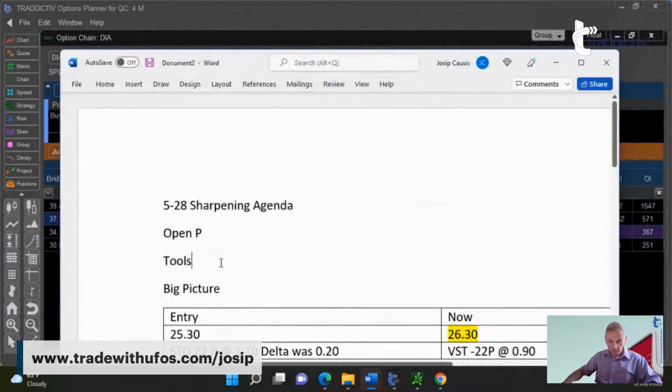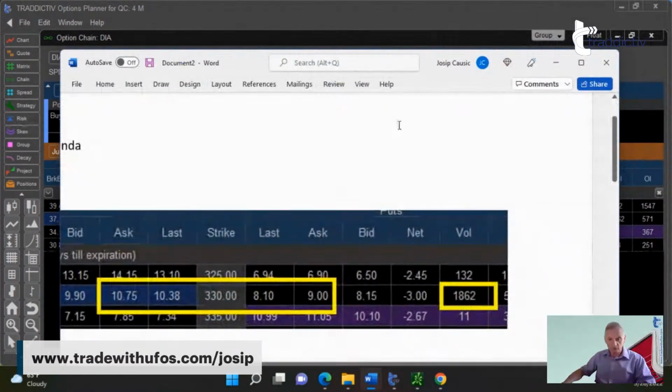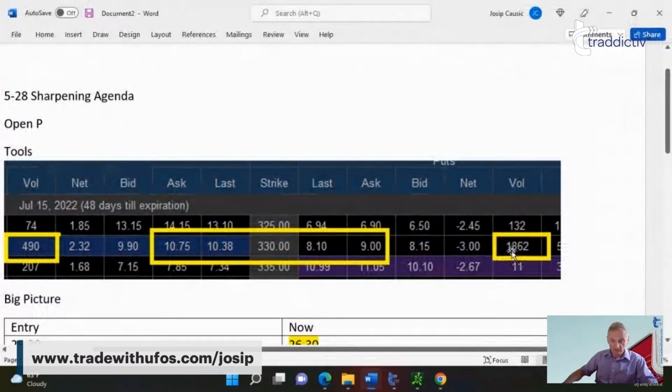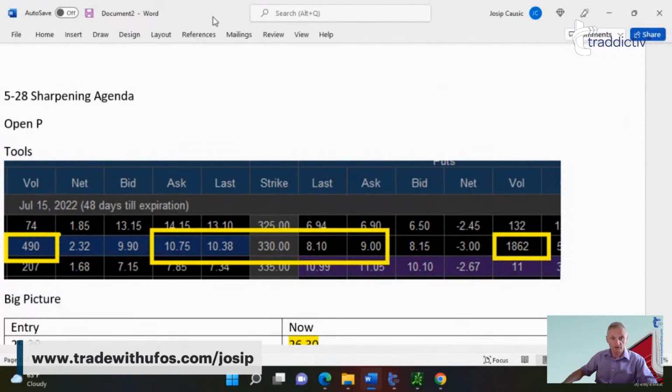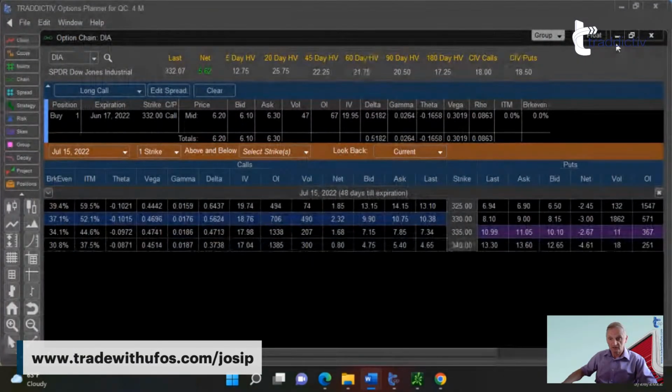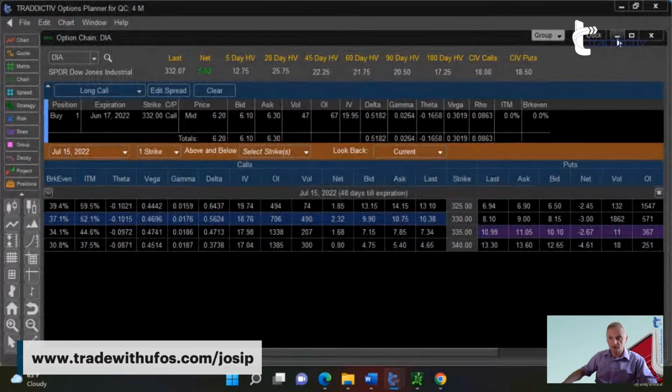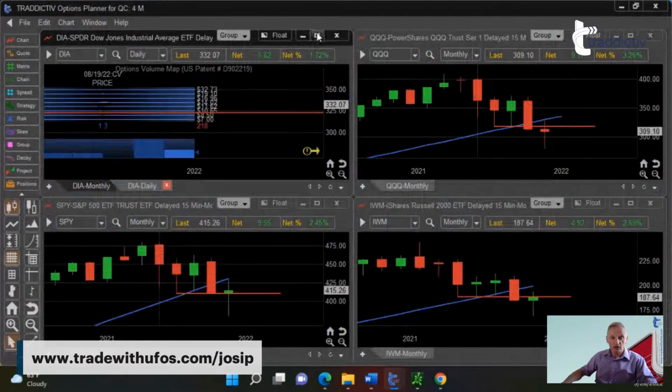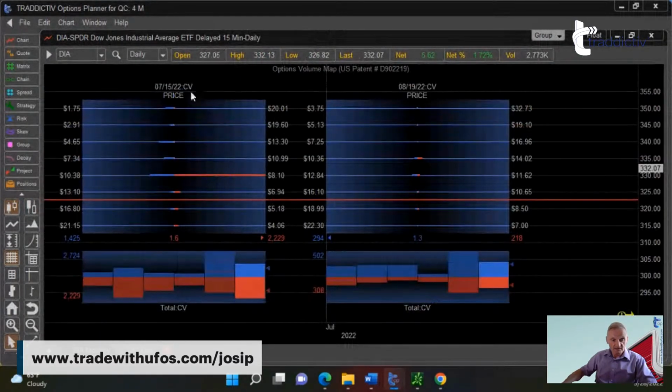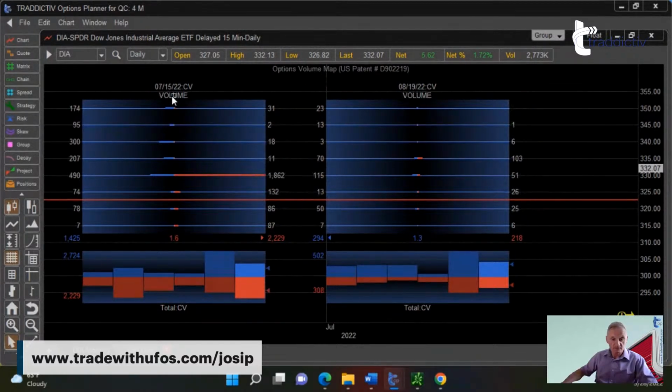So we're now talking about the tools, and I'm going to put this right below the tools, and you will be aware that we have 1,862 contracts of the 330 strike price, and we have 490. Having said that, I'm going to just float this for a second and zoom in right here. That's the information that you get when you single click. Single click on it, it says a price; single click, it says a strike; single click, it says a volume.